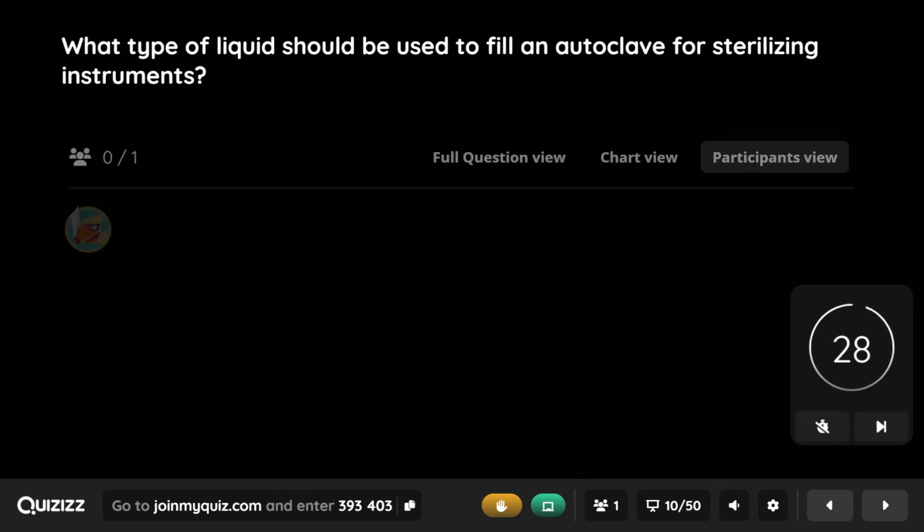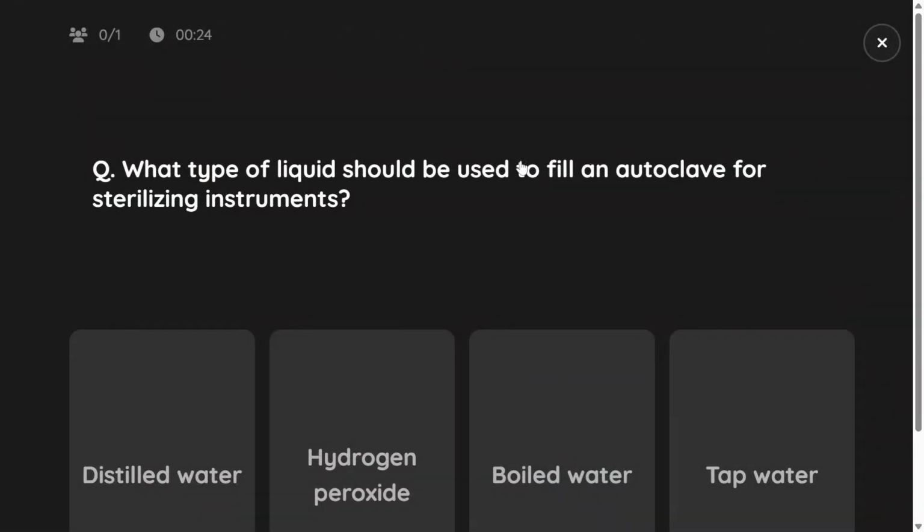What type of liquid should be used to fill an autoclave for sterilizing instruments? And I do want you guys to remember this. Is it going to be distilled water, hydrogen peroxide, boiled water, or is it tap water? Again, what type of liquid should be used to fill an autoclave for sterilizing instruments?